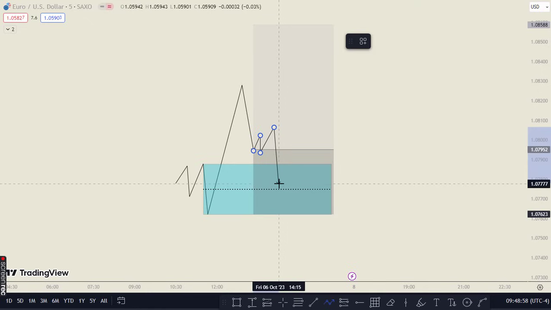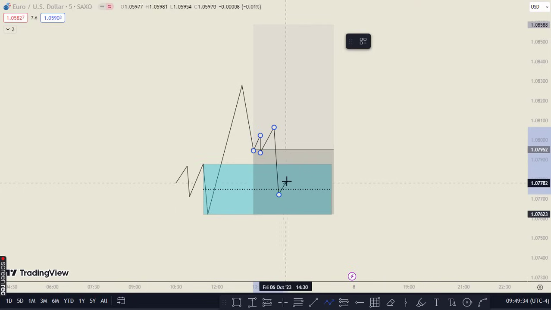Now, what you want to do here is monitor the bodies of the candles when price reaches this mean threshold. So if you see, for example, the bodies of the candles are violating this mean threshold, so the candles out here are closing below the mean threshold, then you need to exit the trade somewhere around here.